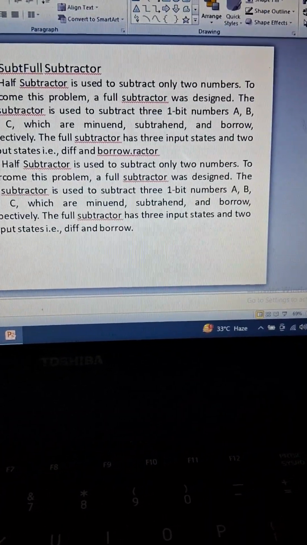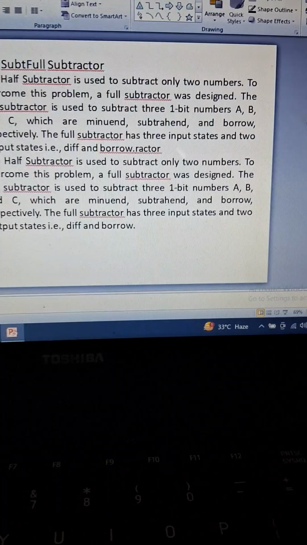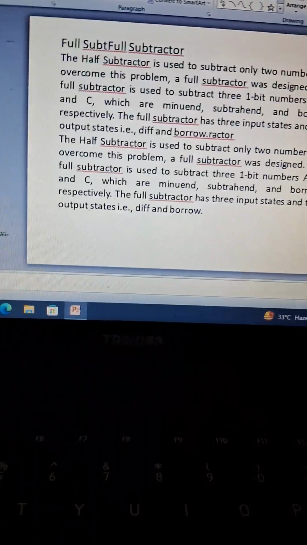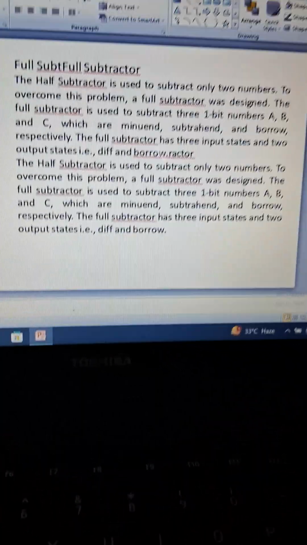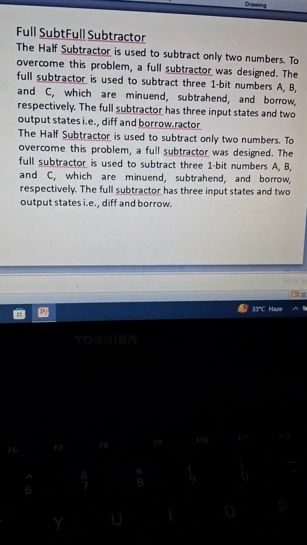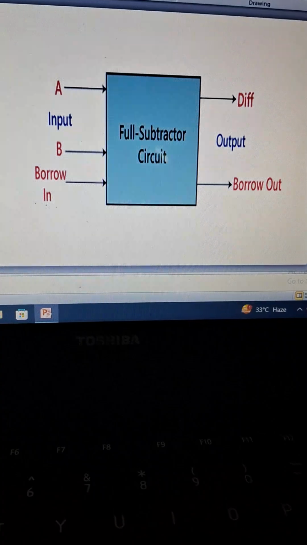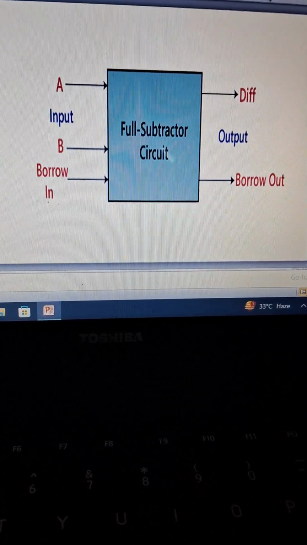But now in this case, there are two inputs and one borrow in, because whenever we are subtracting, if borrow is generated, then it is also taken as an input. In that case, the full subtractor is to be used. Let's take the block diagram of the full subtractor. Now this is the block diagram of the full subtractor.